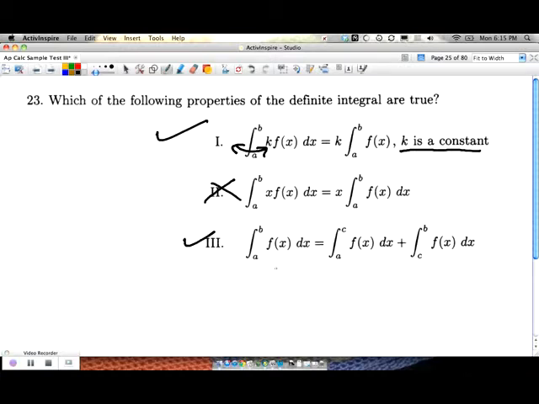Right here, we can split a function at a point C in the middle. And we can say this area from A to C plus this area from C to B is equal to the total area from A to B. That makes sense.